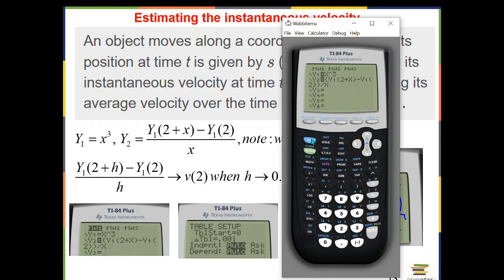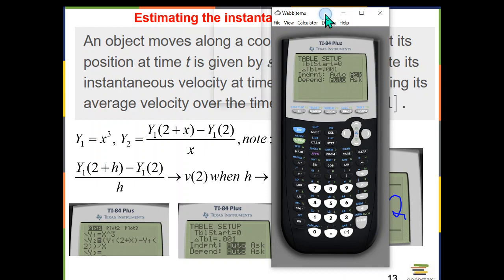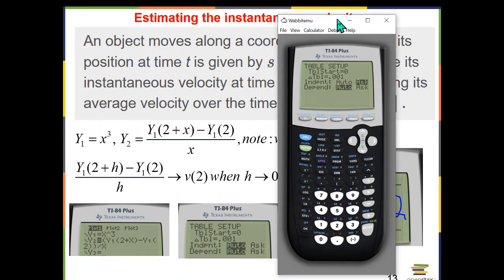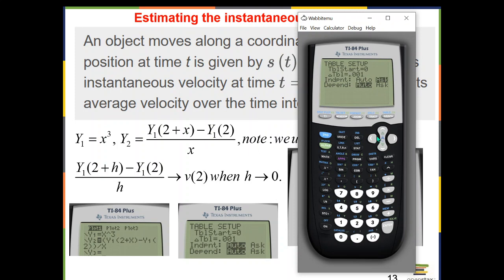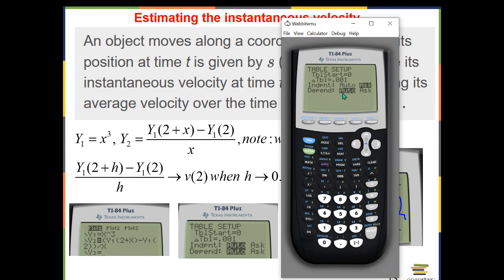Then I'm going to go to table set. This time I'm going to let it start from 0, and go by maybe, how far do I want to go? 0.001. So I'm going to go by 0.001 right here, and I'm going to make it auto this time. Now, when I go to table, notice that it generates the table for me, and I'm going to go up above 0.